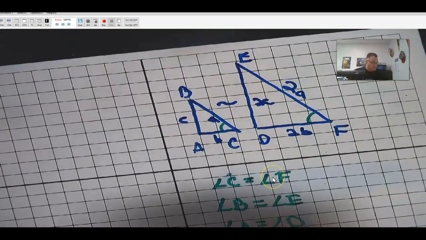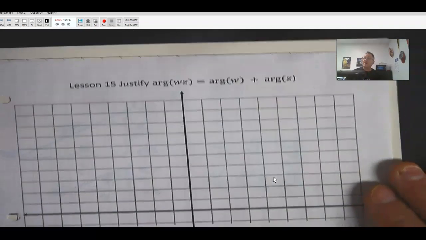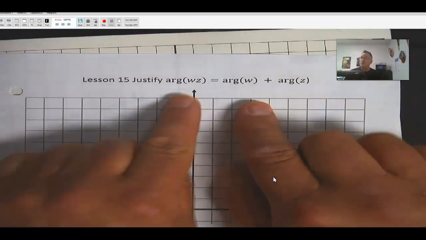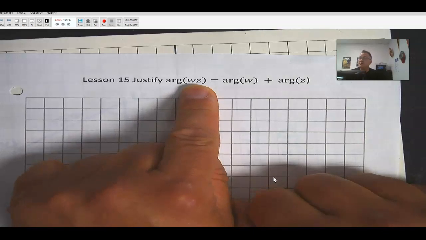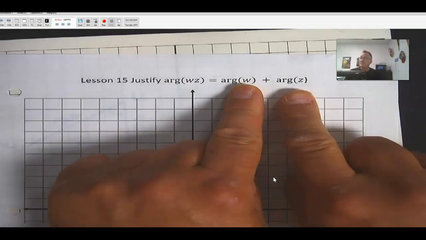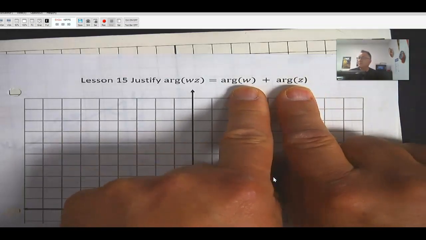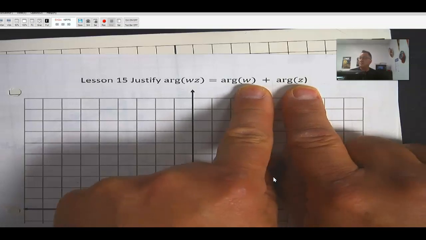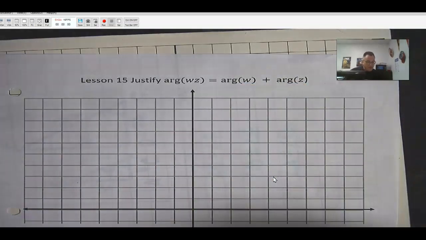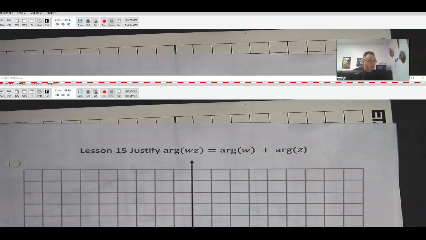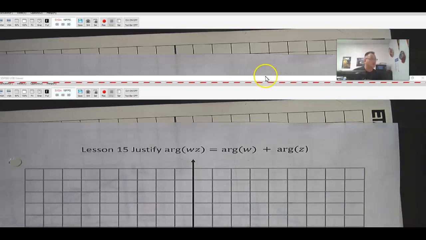So now let's go to this. We want to justify that when you multiply two vectors, the amount that it turns is equal to the sum of the rotation of the two other vectors. The two other complex numbers, I mean, right? So to do that, get a pencil here. Oh, geez. Okay, hold on.